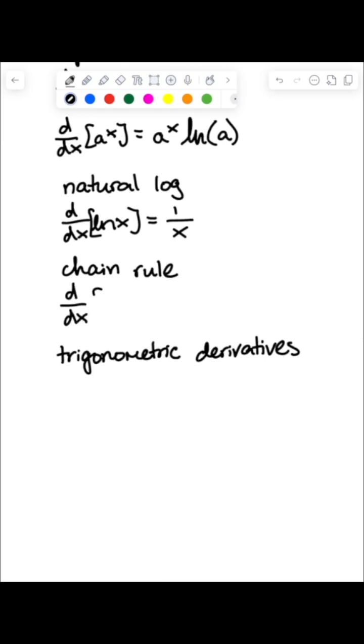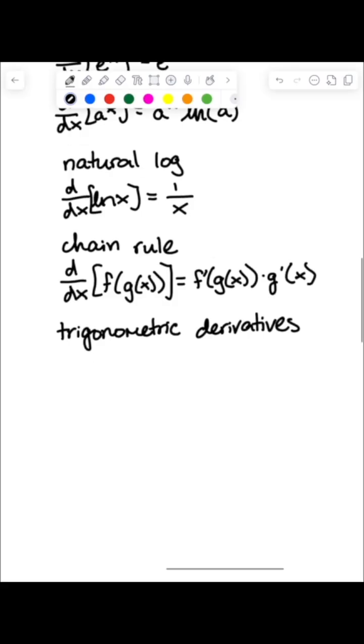When a function is made up of another function, we use the chain rule. The derivative of f of g of x is the derivative of the outside function evaluated at the inside times the derivative of the inside function. So for example, we have the natural log of x squared, which has two functions, natural log of x and then x squared. The derivative of this is 1 over x squared times 2x because the derivative of natural log is 1 over x, but that's x squared times the derivative of x squared, which is 2x.